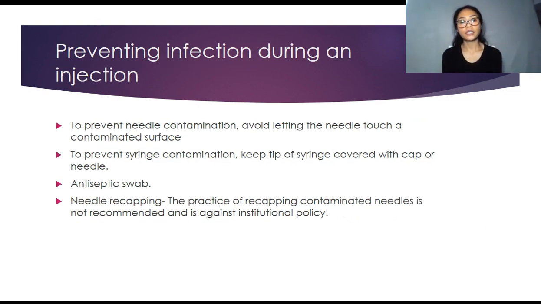We want to prevent infection during an injection, and to prevent needle contamination, we want to avoid letting the needle touch any contaminated surface. For example, the outer edge of the ampoule or vial, the outer surface of a needle cap, the nurse's hands, a countertop, the top of a trolley or a table surface. To prevent syringe contamination, we keep the tip of the syringe covered with a cap or a needle when we're not otherwise drawing up the medication or injecting it into the patient.